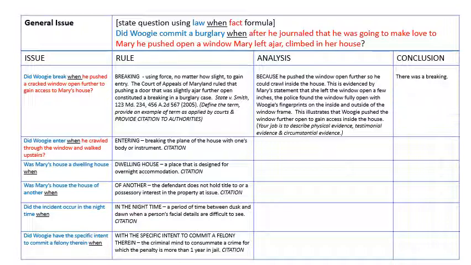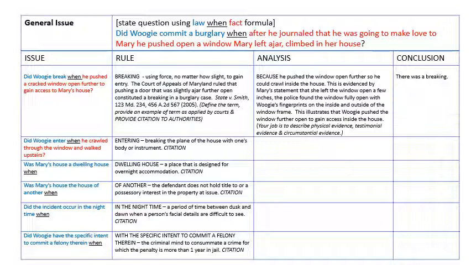With regard to your analysis, this is the important part. Your job is to describe the physical evidence, the testimonial evidence, and circumstantial evidence that relate back to the definition of the element that is in the rule. So you have examples of how it's been applied. You can also show how the examples are similar or dissimilar to show that the defendant was guilty or not guilty of this particular element of the crime.